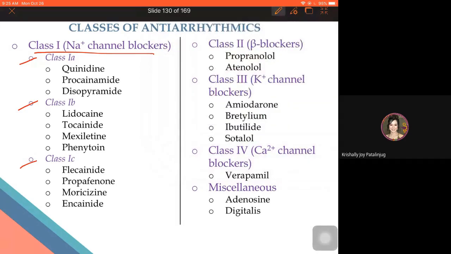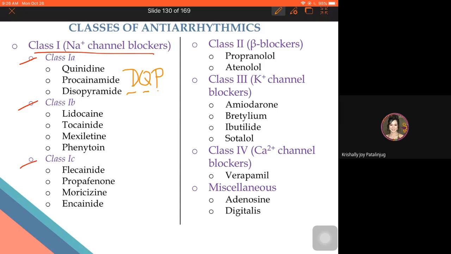There are very common mnemonics for class 1A agents, also used in tutorials. For class 1A, the mnemonic is DQP. Imagine it as a burger: DQP means double quarter pounder, which those who like burgers at McDo can relate to. DQP pertains to disopyramide, quinidine, and procainamide, like a double quarter pounder burger.